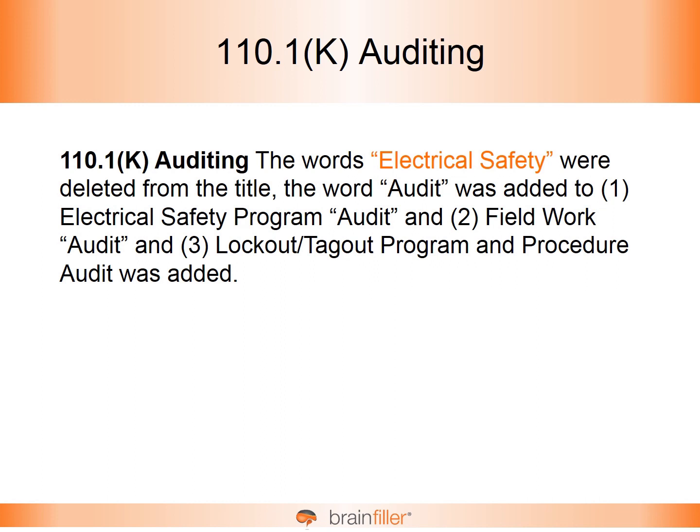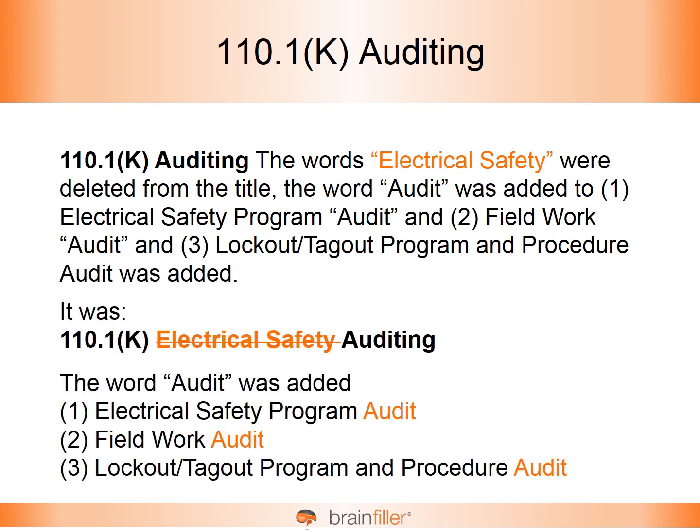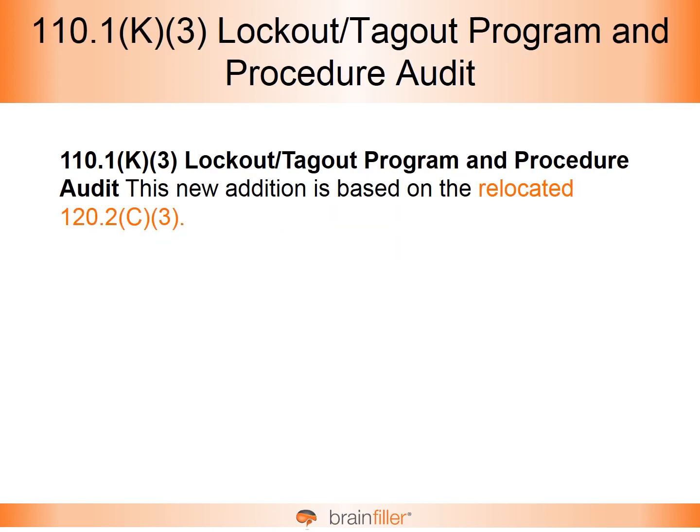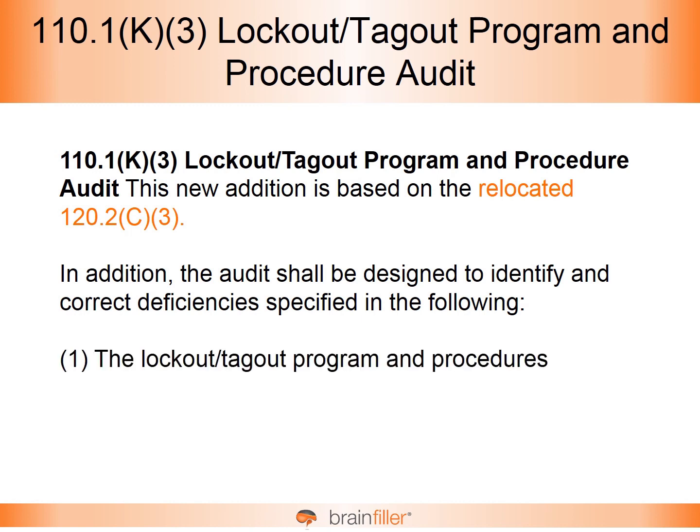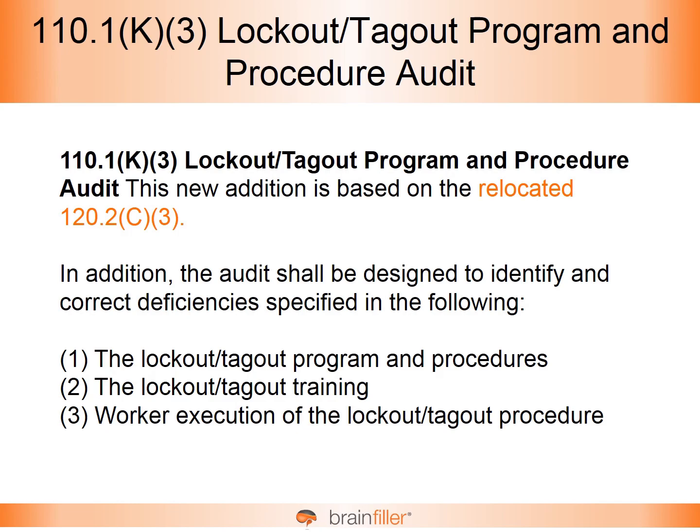110.1k auditing also had some revisions. The words electrical safety were deleted from the title, and the word audit was added to electrical safety program audit, fieldwork audit, and lockout, tagout program and procedure audit. This new addition is based on relocating 120.2C3, and in addition, the audit shall be designed to identify and correct deficiencies specified in the following: the lockout, tagout program and procedures, the lockout, tagout training, and worker execution of the lockout, tagout procedure.